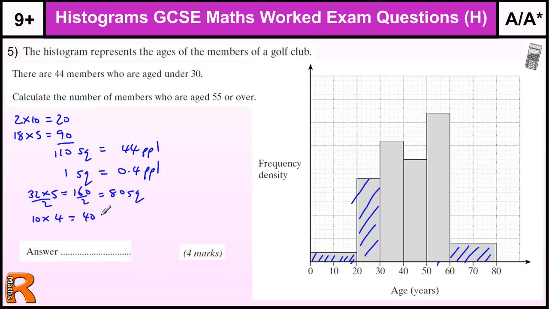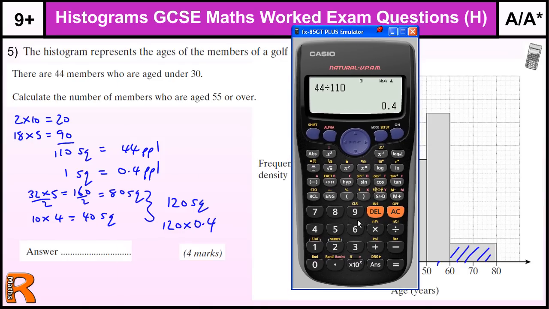And this section on the end here is going to be 10 squares by 4, which is 40 squares. Now, notice the scale is 20, but all I'm interested in is what each little square is worth on this diagram. And I worked that out to be 0.4. So we've got 120 squares there. Each one's worth 0.4 of a person. So again, bring in our calculator. Could do that in our heads. That's 48, but we'll just check it on the calculator. Yeah, 48 people.